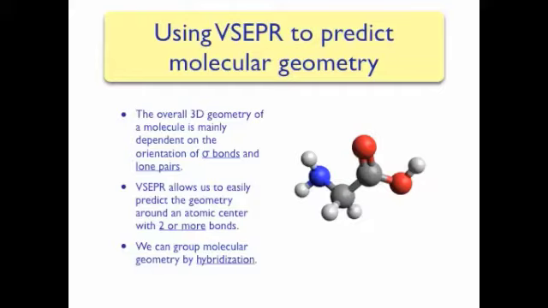Also note that we can describe a geometry around any atom that has two or more bonds. We don't consider terminal atoms, which can only form bonds in one direction. The overall shape of a molecule will depend on all of the molecular geometries around each atom in the molecule with two or more bonds.